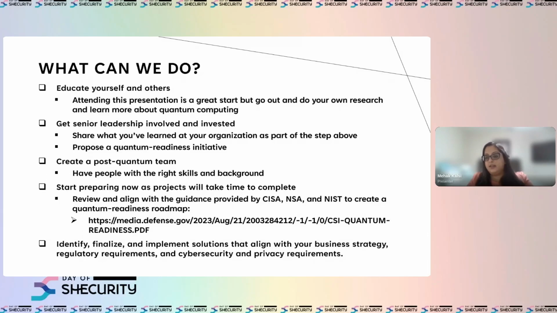And then we discussed the second to last bullet point, start preparing now, as projects will take time to complete. That guidance we talked about from CISA, NSA, and NIST that I walked through at a high level previously, you can actually get that roadmap at the link on the screen, and it'll give you a really good starting point and a little more detailed information than I was able to walk through in the short amount of time we had today. And you'd be able to kind of start your journey there. So take that as a little bit of homework. And then at the end, identify, finalize, and implement solutions that align with your business strategy, regulatory requirements, and cybersecurity and privacy requirements. So again, start now, and as soon as you figure everything out, just get it going, because it's coming. And if you don't start now, it might be too late.